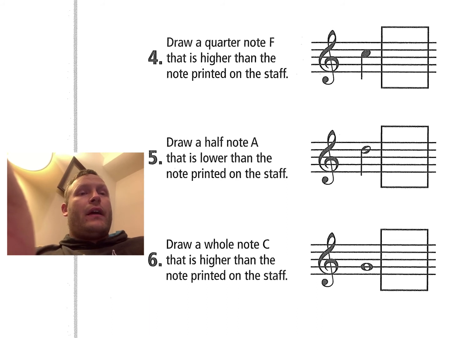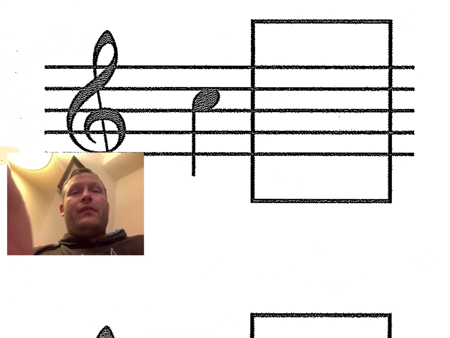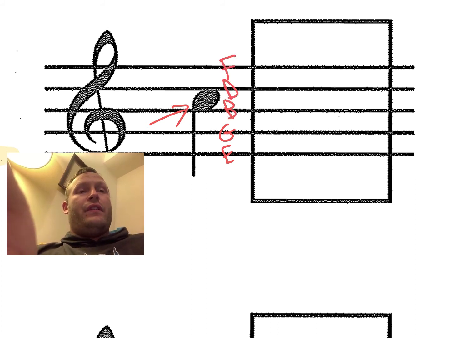Okay, so let's see. Draw a quarter note F. I did that. Hold on. Let me get rid of that. Draw a quarter note F that is higher than the note printed on the staff. That would be because there are two options, right? Well, the reason that this is easier is because they already drew a quarter note for you, so you knew what it would look like. But it wants an F. And we know that the lines are E, G, B, D, F. So this is an option for a quarter note here.